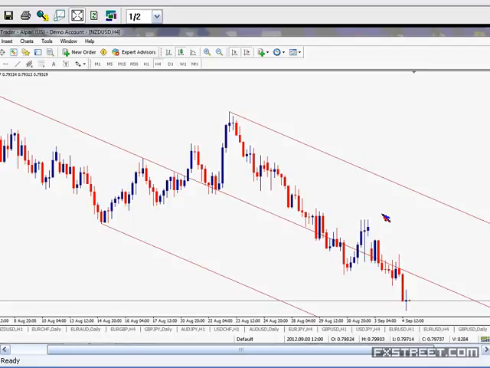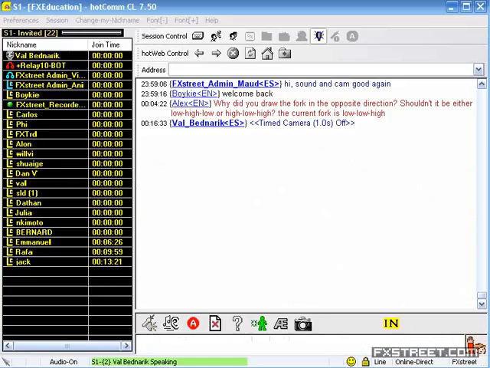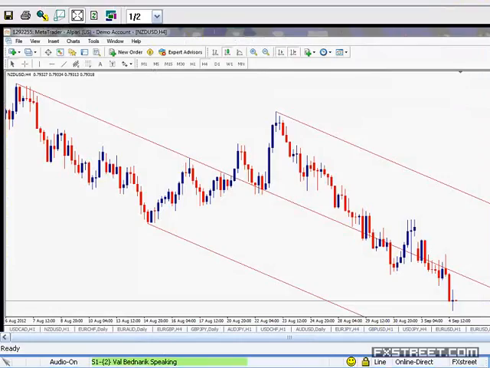Anyway, I want to do a small interruption to my speech and see if you have questions, comments, or ideas. Thank you, Boyke. Alex says, why do you draw the fork in the opposite direction? Should it be low high low or high low high? The current score is low low high.